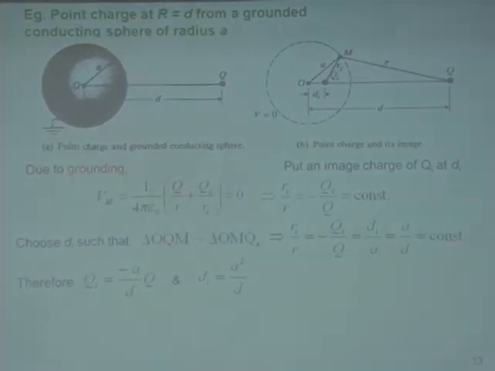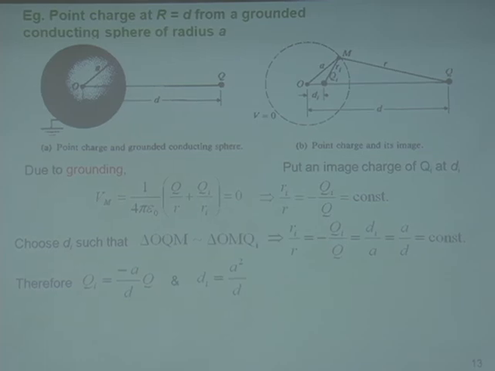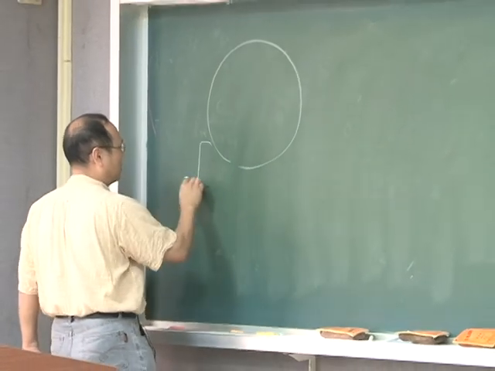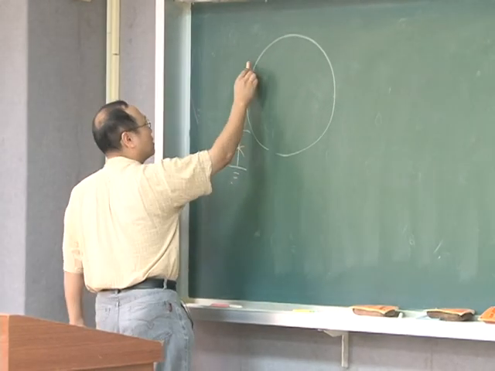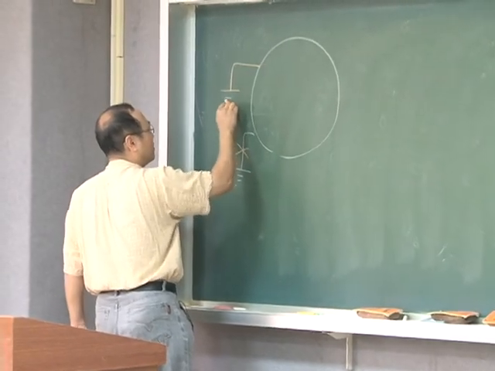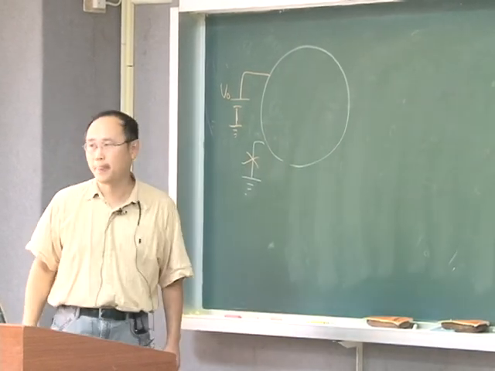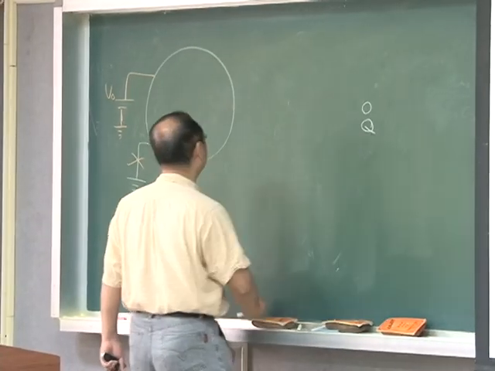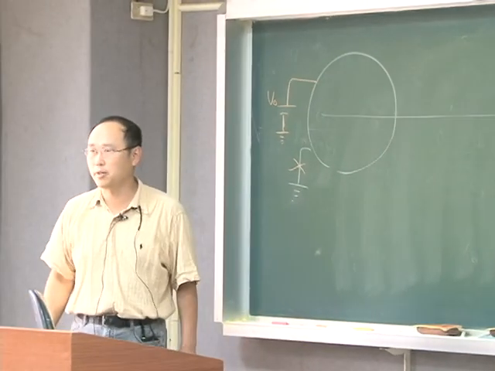Well, if you are curious, you might have asked yourself what if this is not grounded? If this ball is not grounded, instead this is biased at some voltage. Let's call it V0. And then you have a charge Q on the axis. How would you solve this problem?